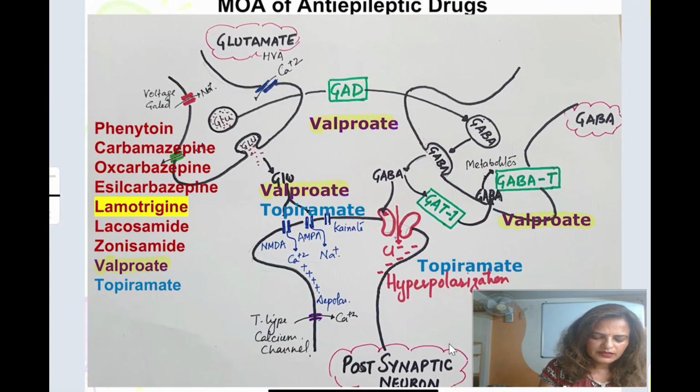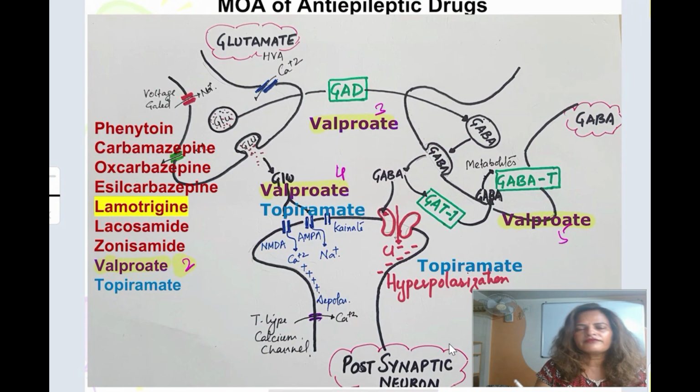Then another one is 2, 3, 4, 5 at a side. So it is going to prolong the inactivation of the sodium channel. That is one thing of sodium valproate. It is going to decrease the activation of the glutaminergic neuron and facilitate the activation of the GABAergic neuron.